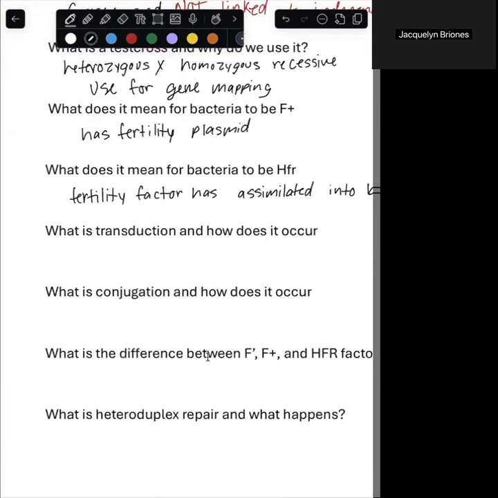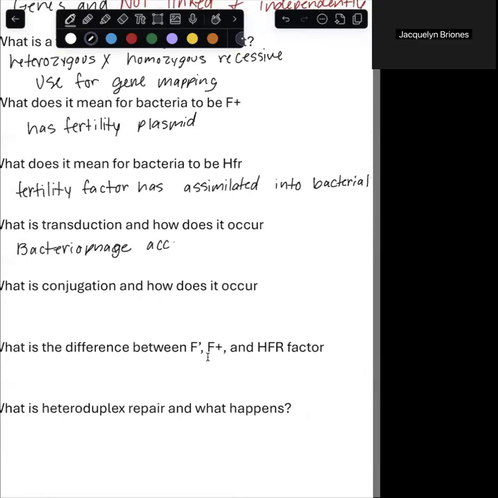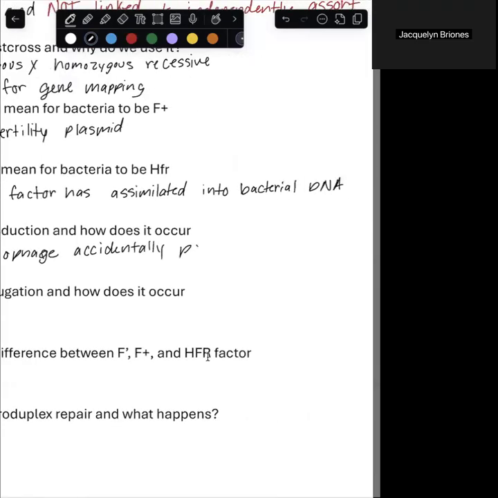So transduction is when a bacteriophage accidentally packages host DNA, and when it leaves the bacteriophage, it injects the bacterial DNA into another cell.